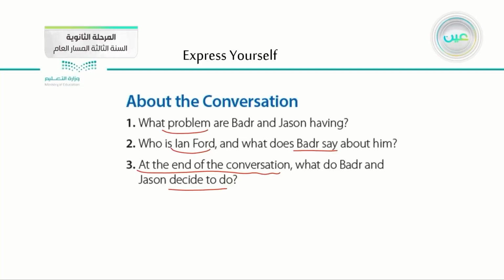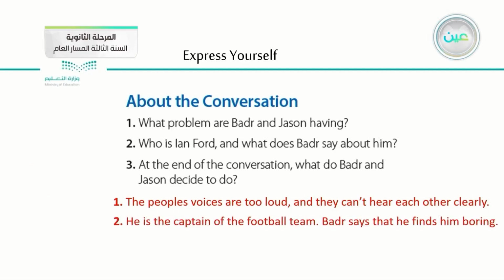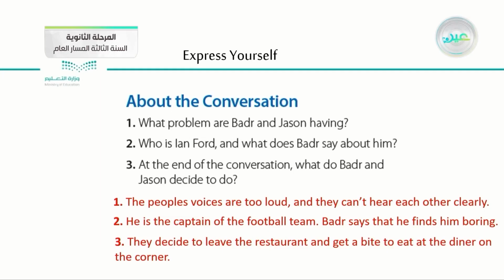Now let's go to the answers. Number 1, what problem are Badr and Jason having? The people's voices are too loud and they can't hear each other clearly. Number 2, who is Ian Ford and what does Badr say about him? He is the captain of the football team. Badr says that he finds him boring. Number 3, at the end of the conversation, what do Badr and Jason decide to do? They decided to leave the restaurant and get a bite to eat at the diner on the corner.